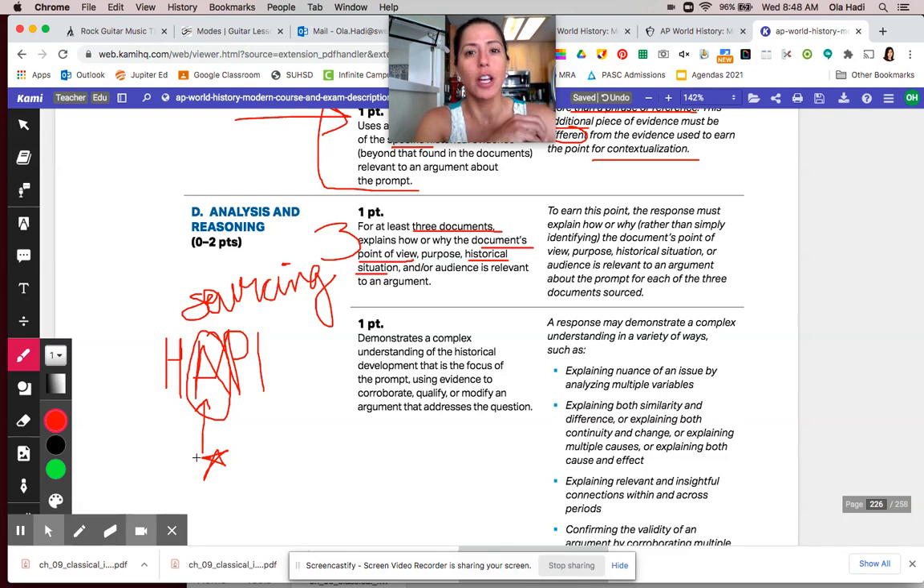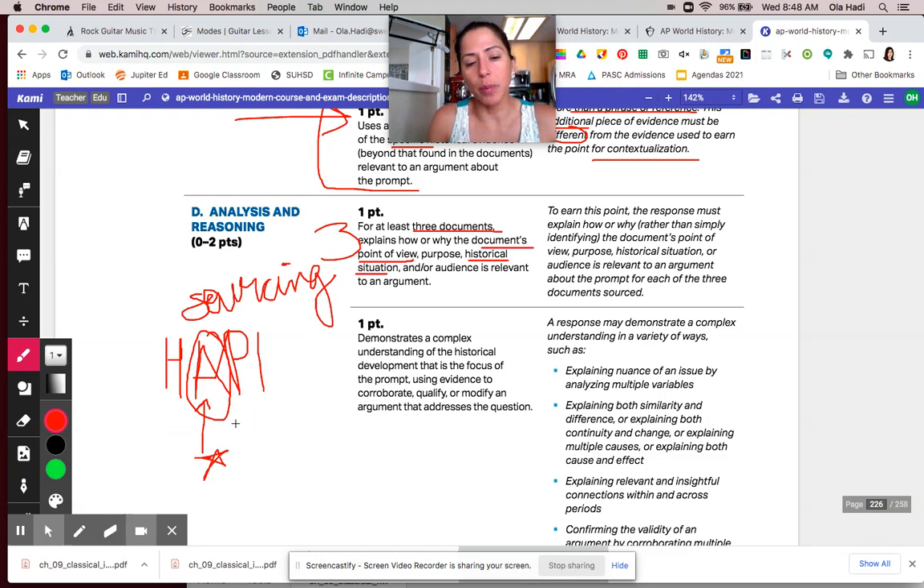Try to avoid that. Try to instead explain why the person is saying what they're saying based on who they are, their gender, their religion, their politics, all of those things. If you can just explain why someone is saying something in a certain way, you've done sourcing. Okay, so sourcing is like analysis, but it's analyzing why the document is saying what it's saying.